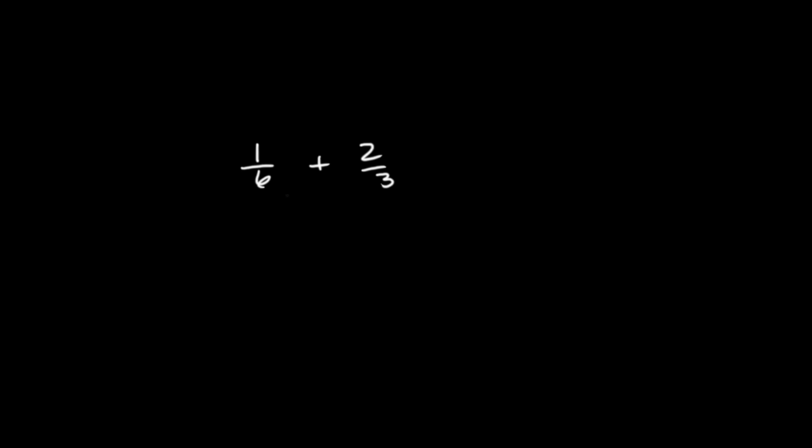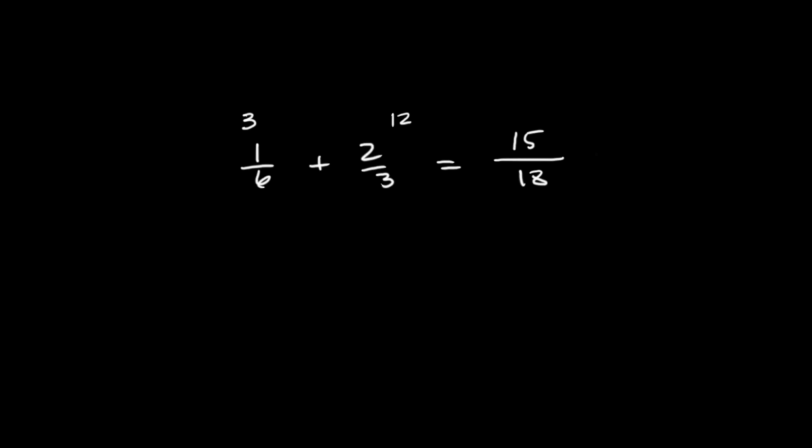Okay, so this is a perfect example where you'd really want to find the least common denominator. However, using the method that I showed you guys, you would do this. You have the 6 times the 3, right? And that's going to give you 18. Then you have the 6 times the 2, which is 12. And you have the 3 times the 1, which is 3. And you're dealing with a plus sign. So 3 plus 12 is 15, right?